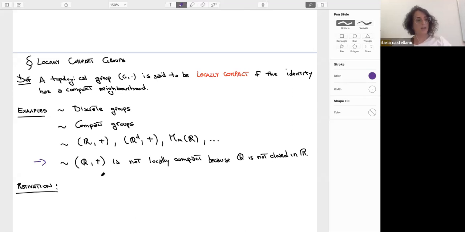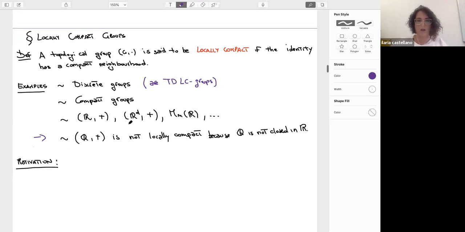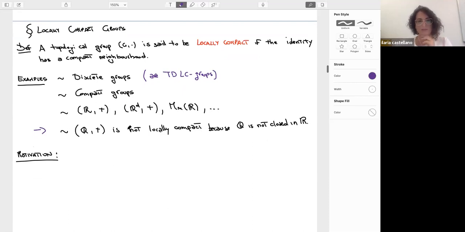Okay, so for us, totally disconnected locally compact groups now, it should be clear what they are. They are topological groups in which the identity has a compact neighborhood and a trivial connected component. Discrete groups are totally disconnected, locally compact groups. Compact groups are not always totally disconnected. So it depends on this property here, but they are always locally compact.